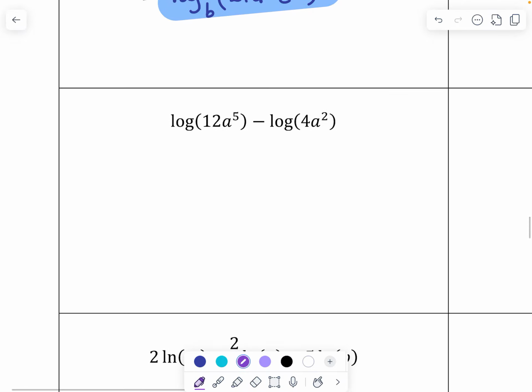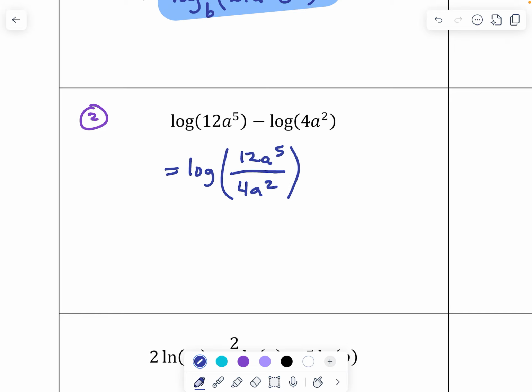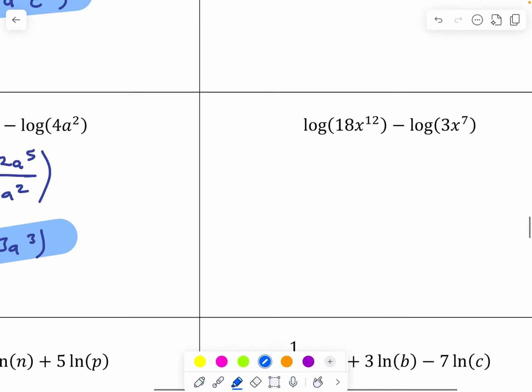Here we're going to use property 2 in reverse. We have some subtraction going on outside the logarithm, and this corresponds to division inside the logarithm. So we just divide the 2a to the 5th and the 4a squared. 12 divided by 4 is 3, and a to the 5th divided by a squared is a to the 3rd. Just like that. Try the next one.